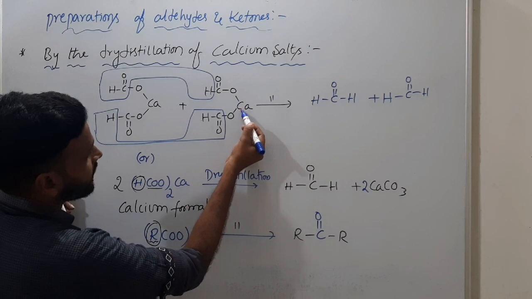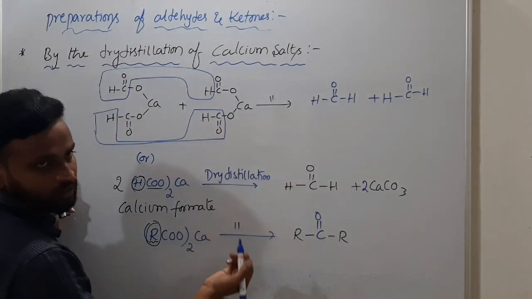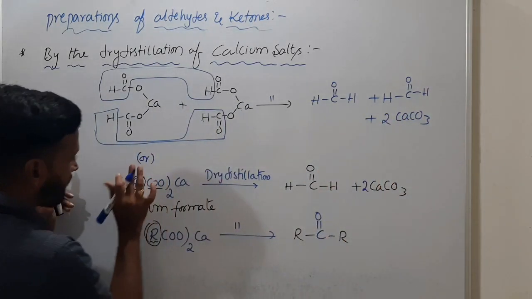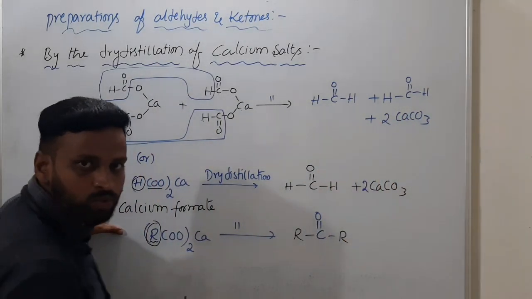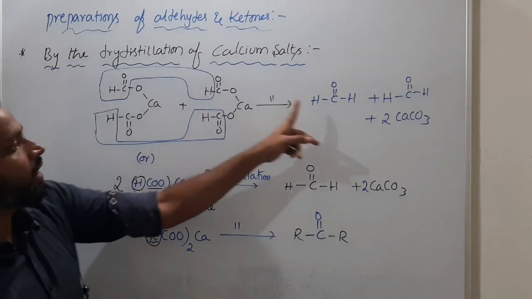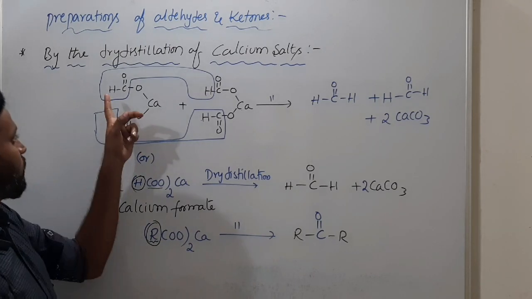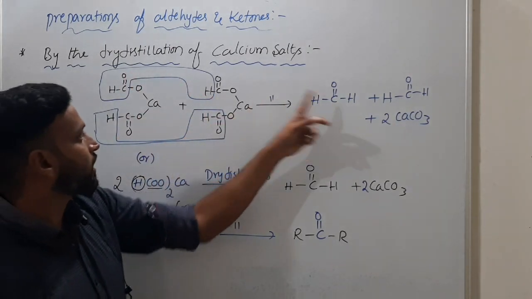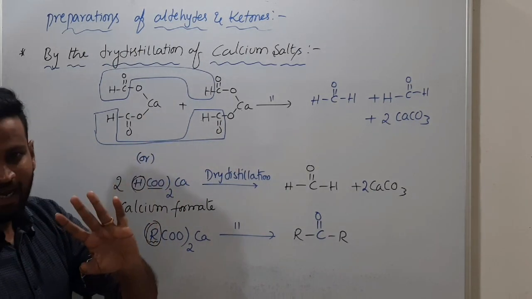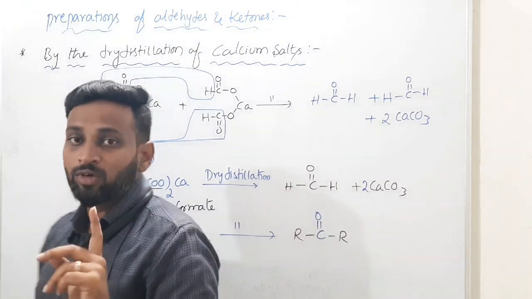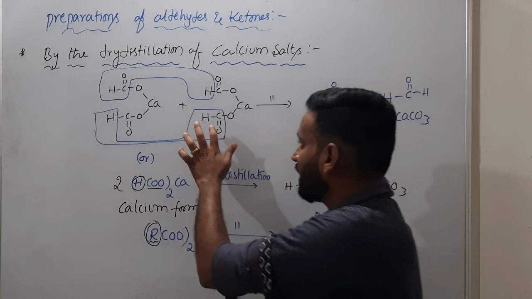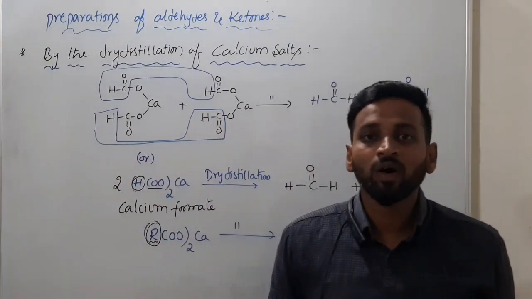Here also CaCO3. So 2 moles of CaCO3 you are having. See, this is the simple way how to remember this reaction. Here I showed how the aldehyde was formed. So HC double bond O, H you are having, and HC double bond O, H you are having. Calcium formate, previously I wrote wrong, so now I have written correctly here. So HC double bond OH and HC double bond OH you are having.